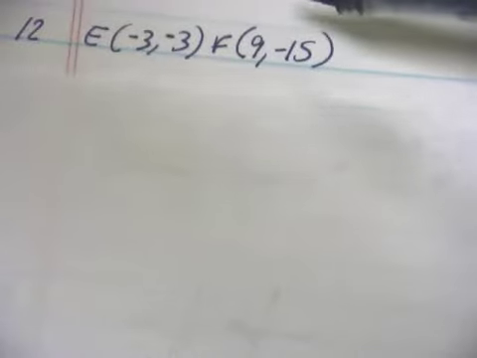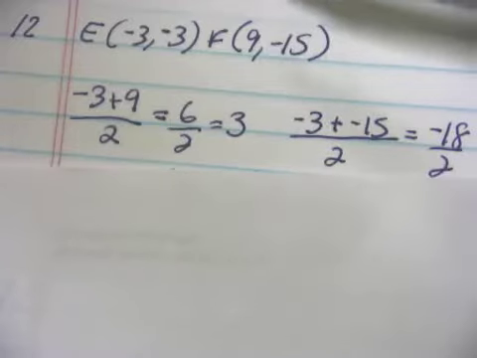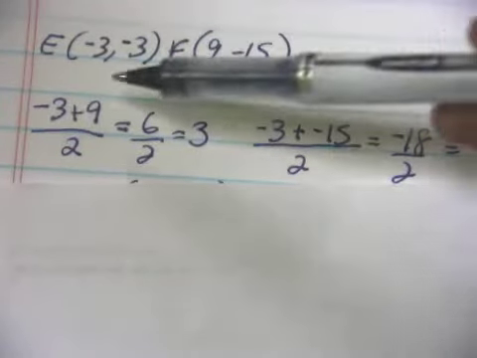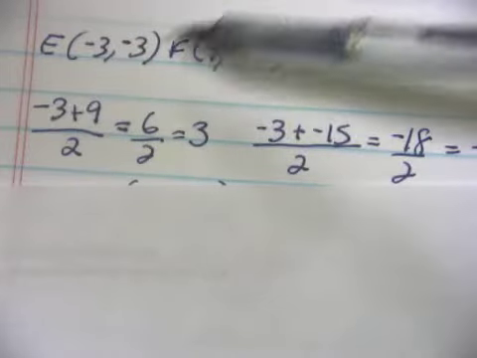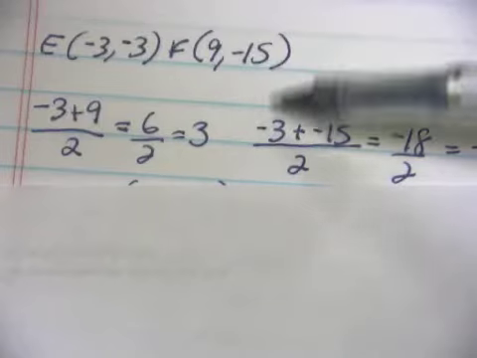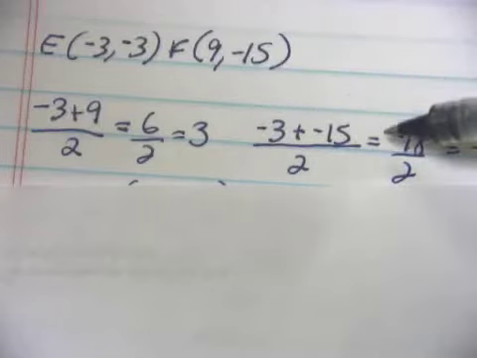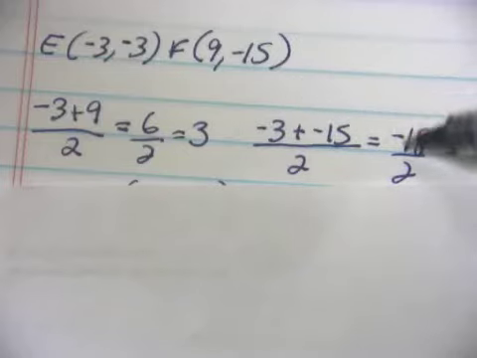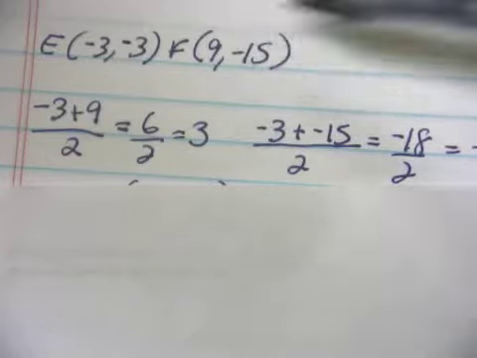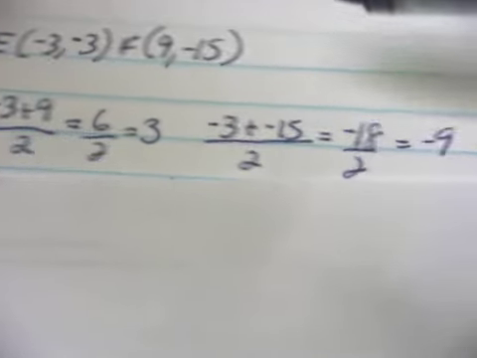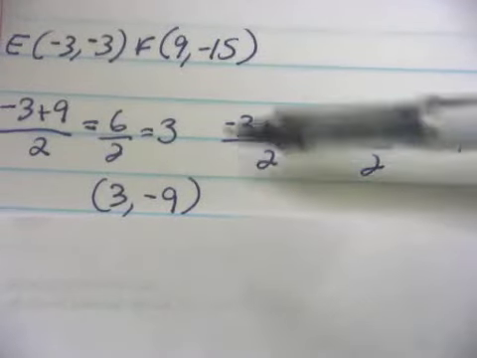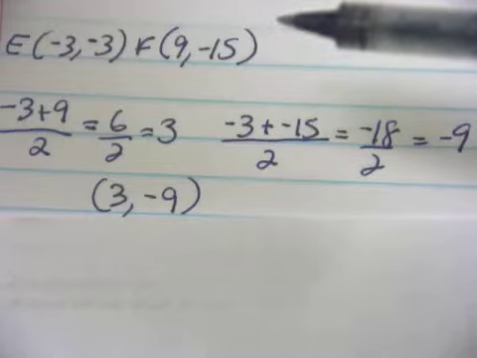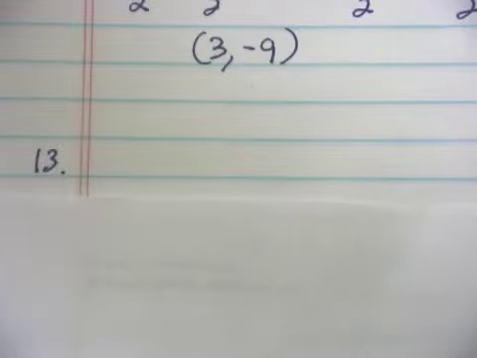Number 12, the 2 points I have for 12 are -3 and -3, 9 and -15. So again, I'm going to take my x's, which are -3 and 9. -3 plus 9 is going to give me 6 divided by 2, so it gives me 3. My y's come next, so that's -3 and -15. That's like saying -3 plus -15 is -18. And if you wanted to put -3 minus 15, you're going to get the same thing because 3 bad apples and 15 bad apples are 18 bad apples. Divided by 2 is -9. So my coordinates are 3 and -9.